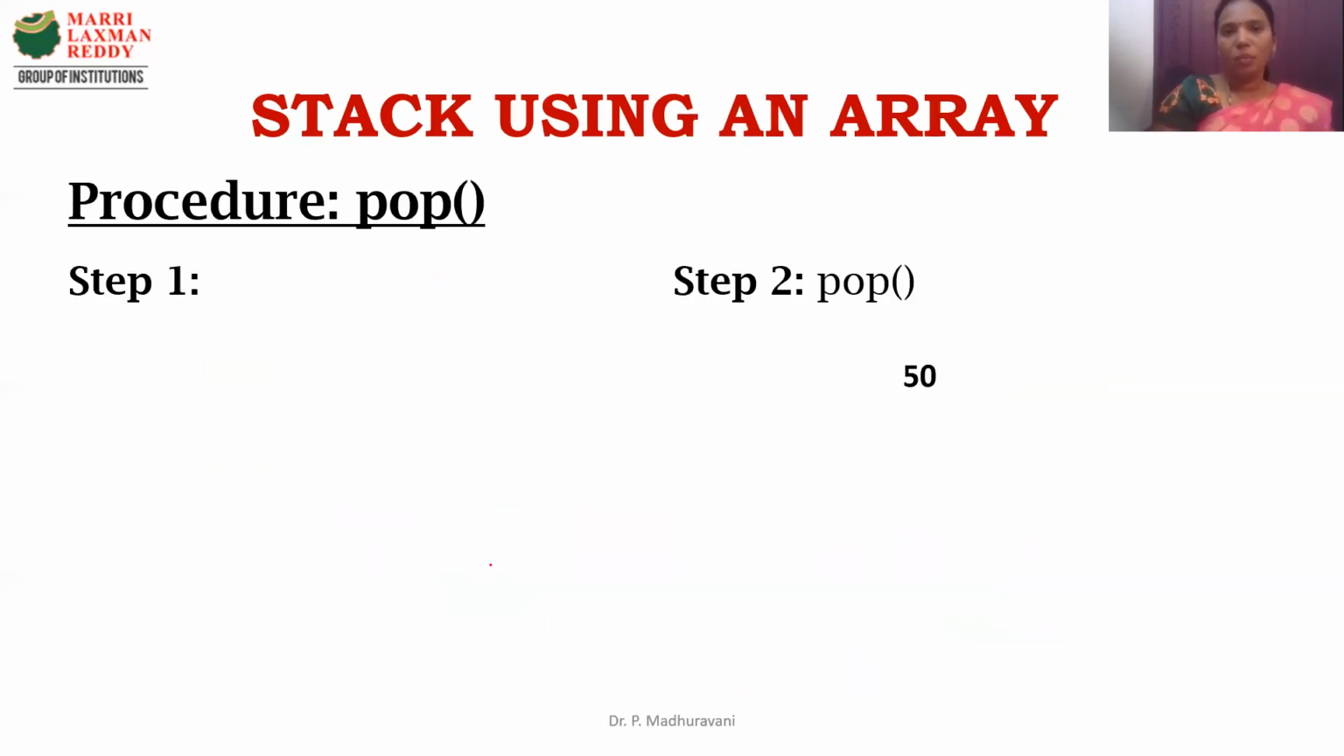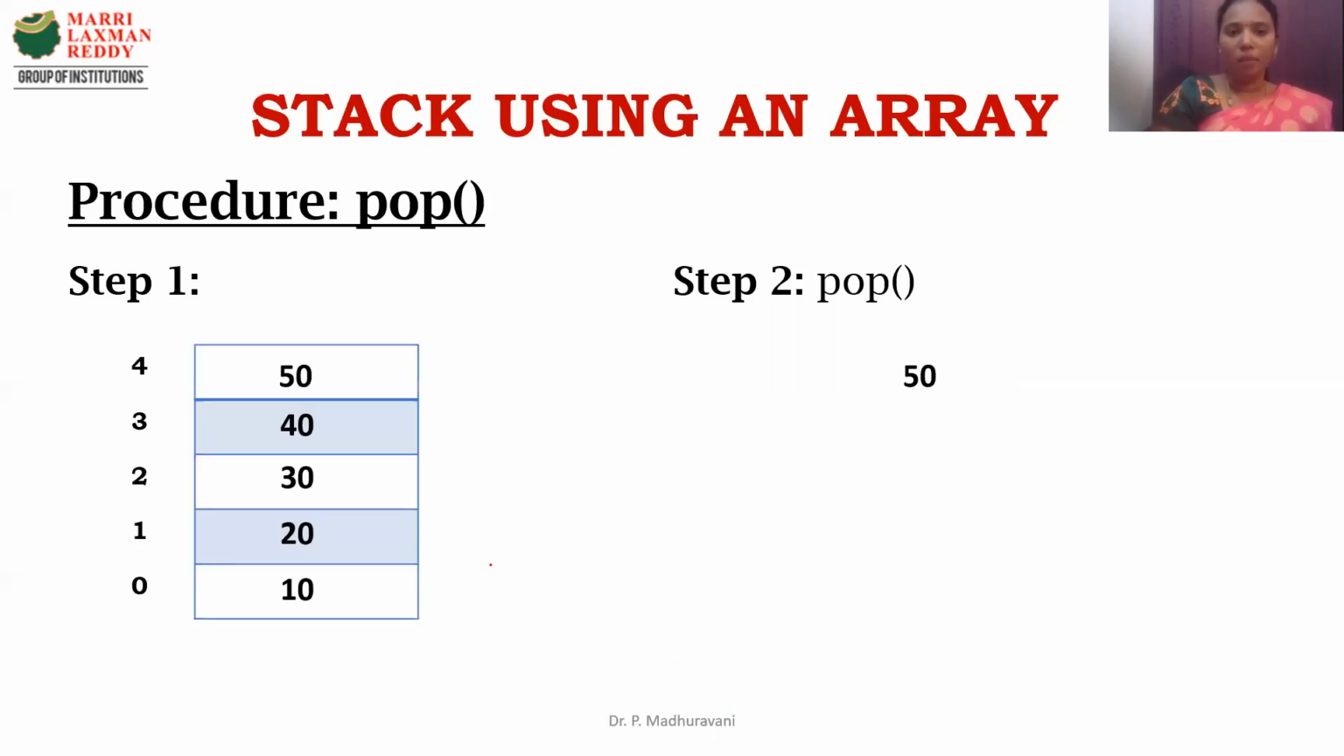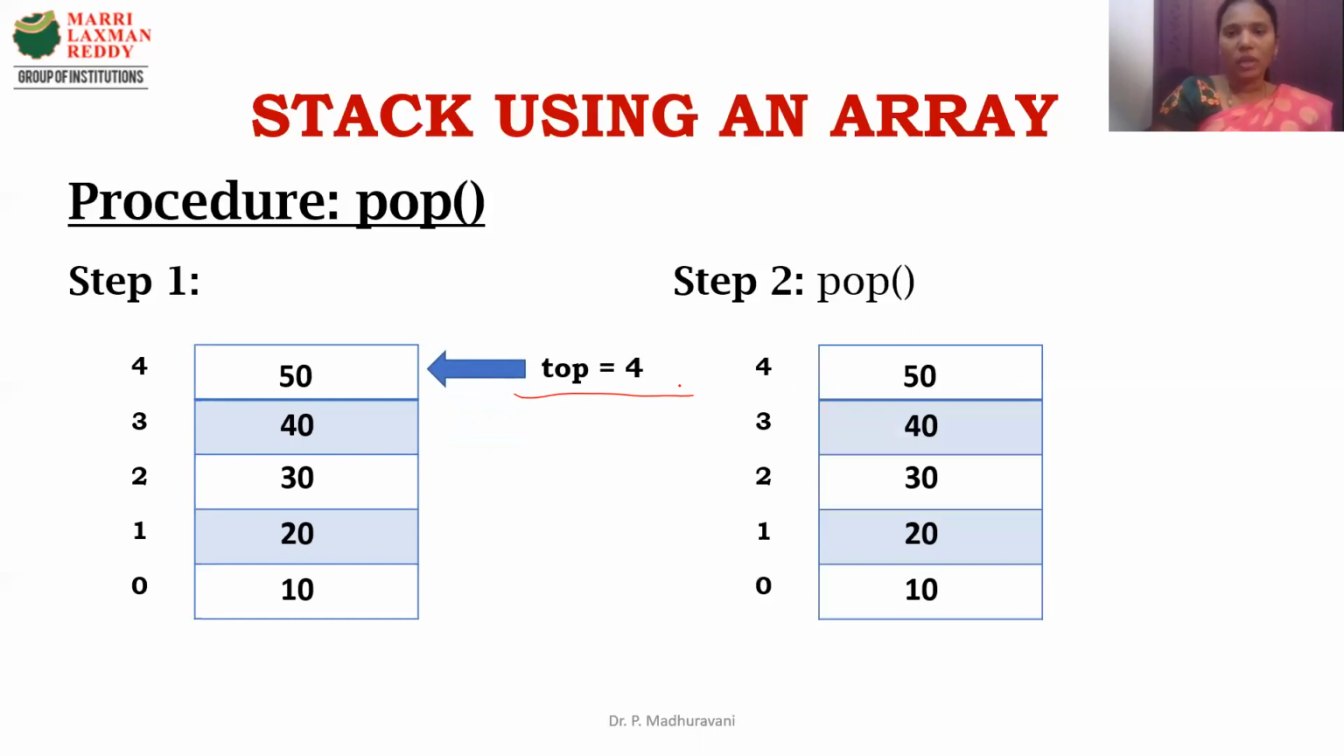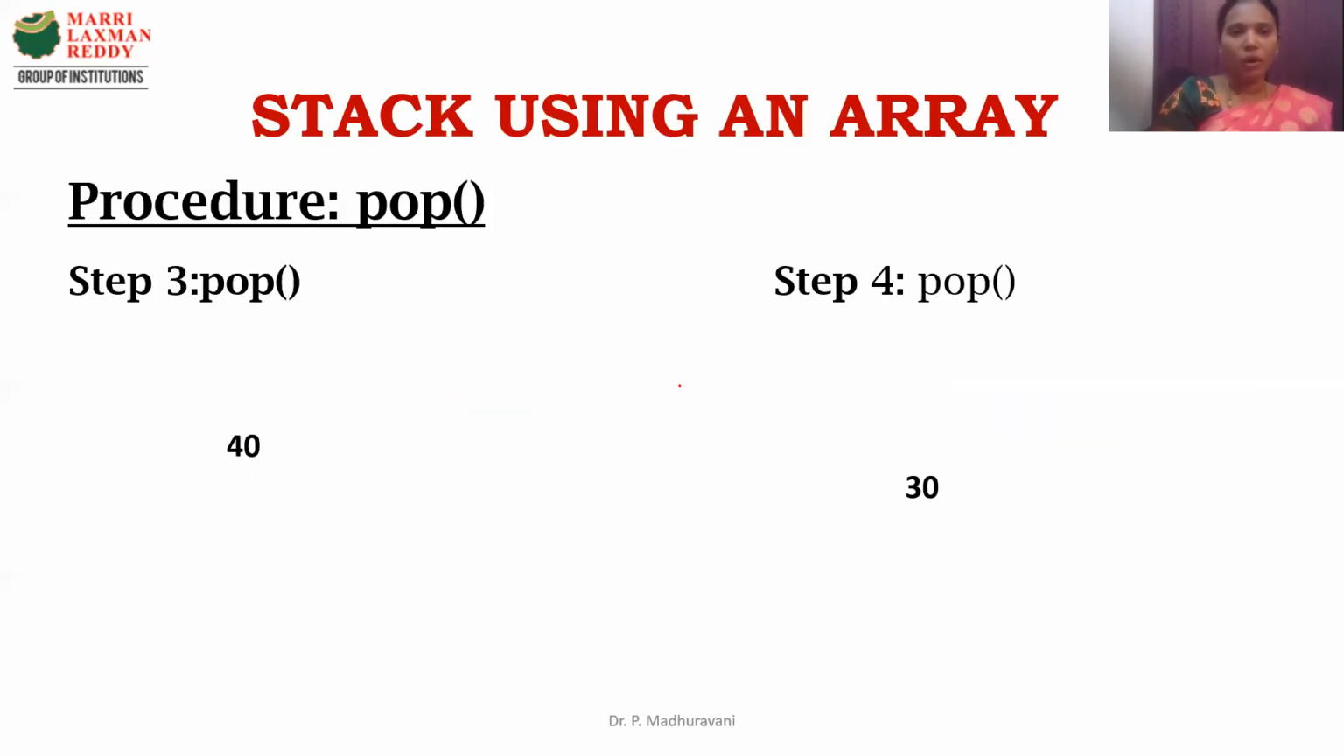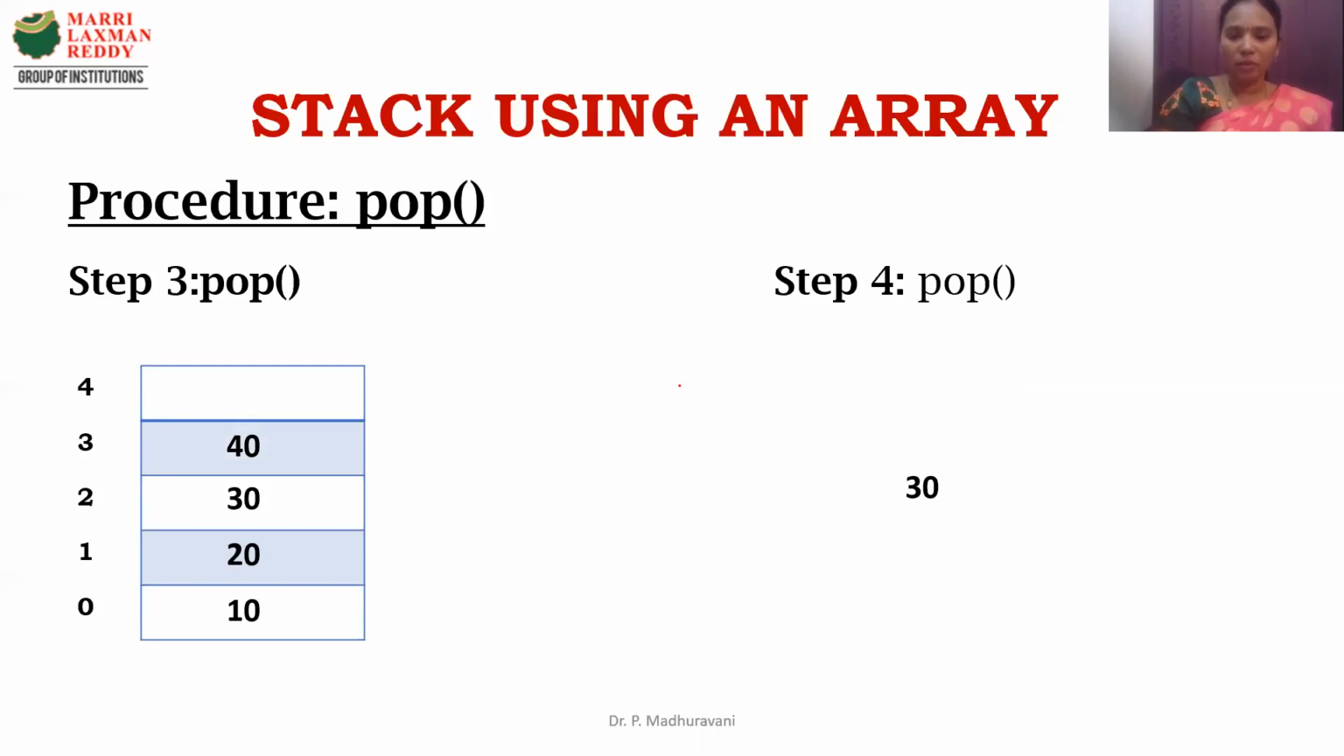Now let us discuss the pop operation on the stack. Take the previous example where the stack is full with 5 data values, 10 to 50. On top we have the data value 50 and that is indexed by top with the value 4. Now take out the top element and decrement the top. Now top is pointing to position number 3. Now if you invoke pop again on the same stack, take out the top element and decrement the top. Top will point to 2 now, after removing the top element, 40.